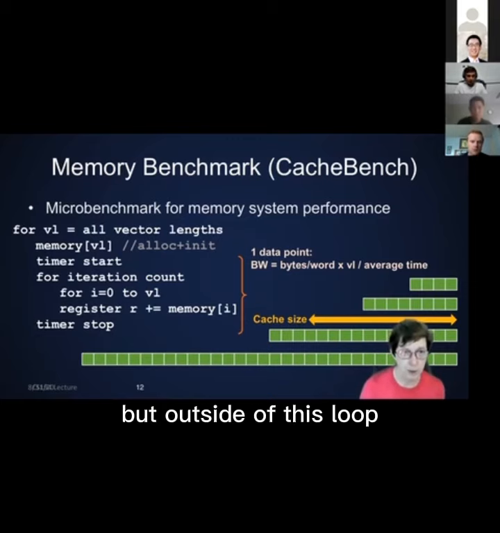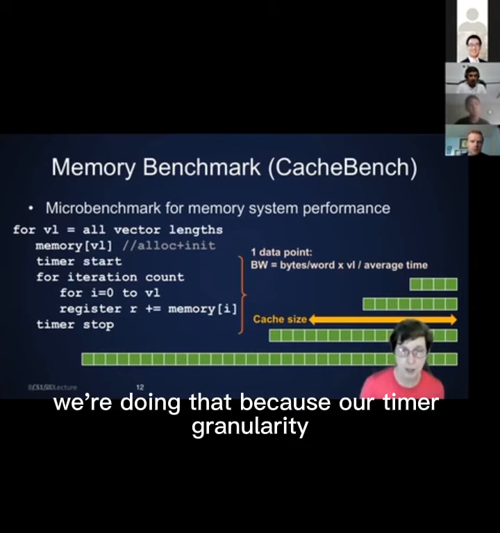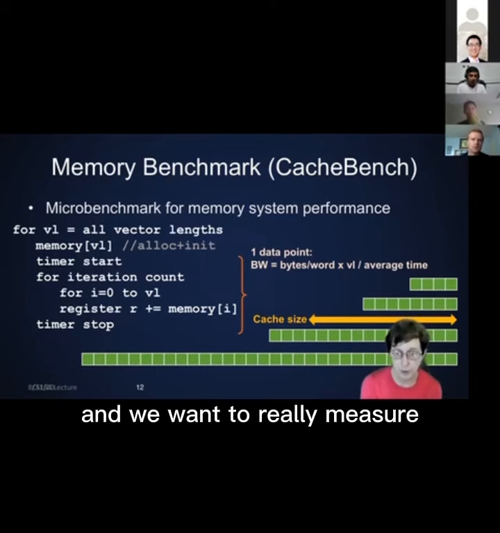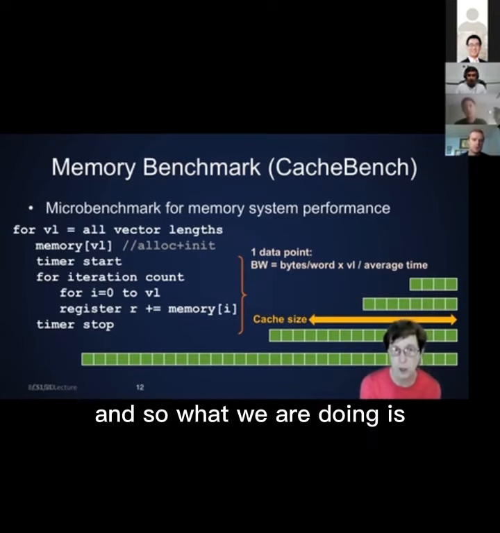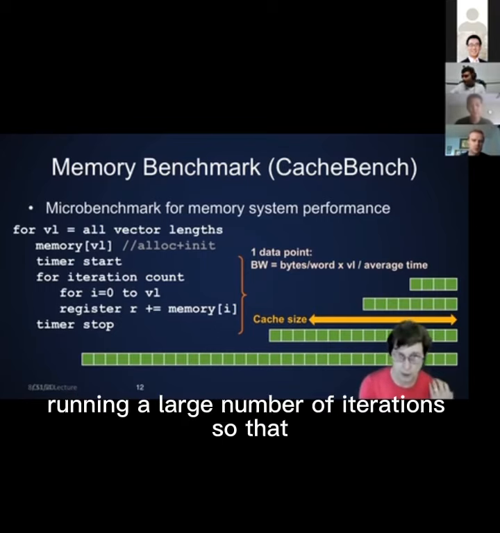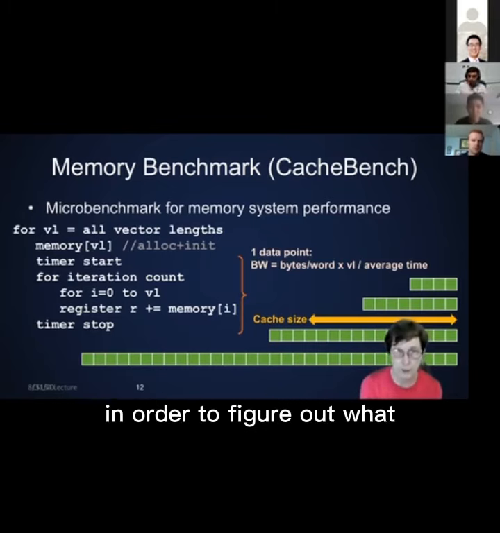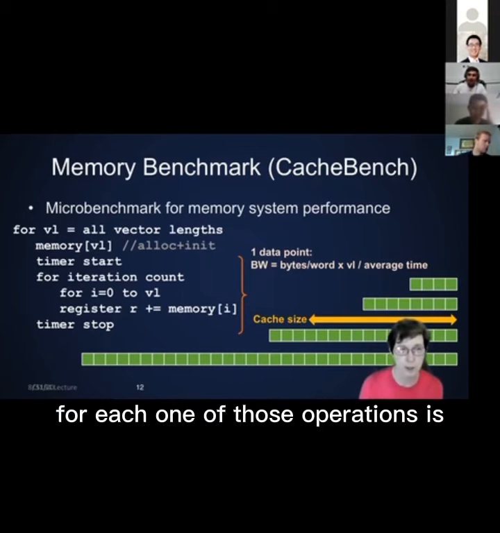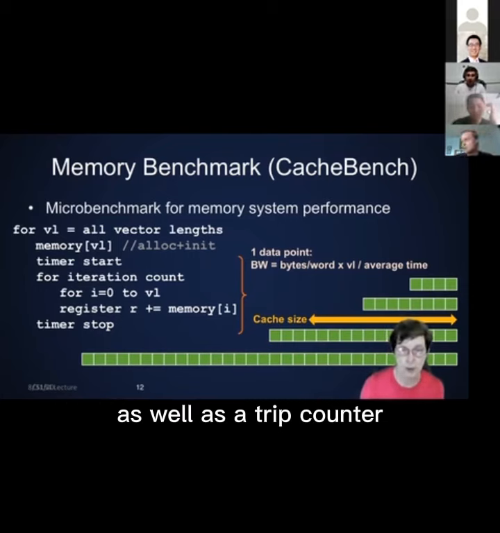But outside of this loop, we're going to run this for multiple iterations. Why are we doing that? We're doing that because our timer granularity may be too coarse, and we want to really measure just the cost of each one of those memory operations. And so what we are doing is running a large number of iterations so that we can average over them, in order to figure out what the time is for each iteration, and then the time for each one of those operations is. So from that, we can get a bandwidth number, as well as a trip count, or the cost of each one of those iterations.